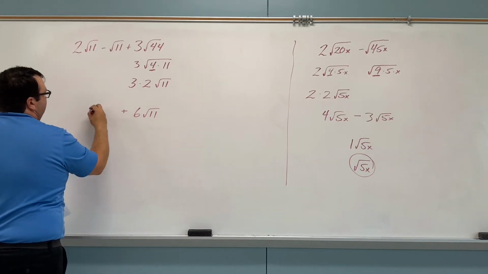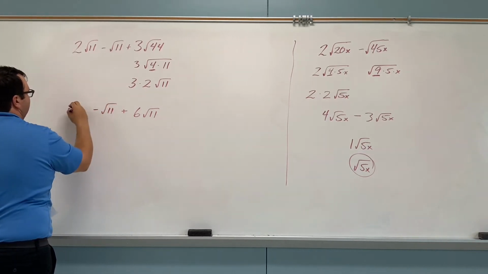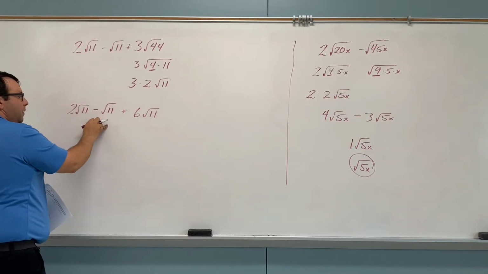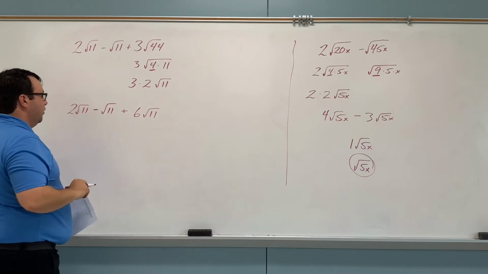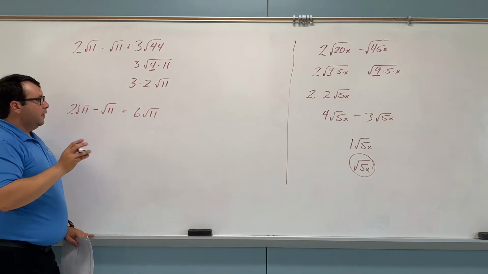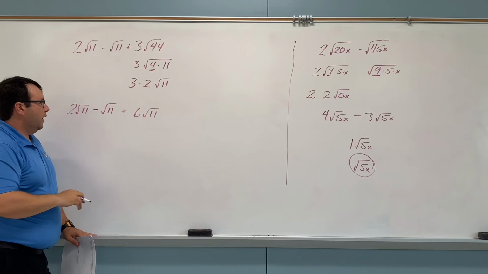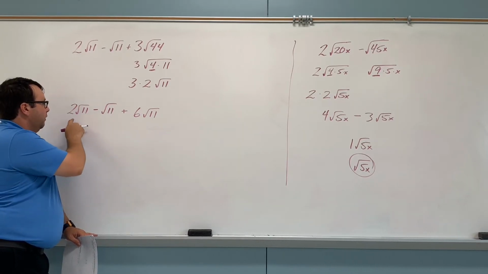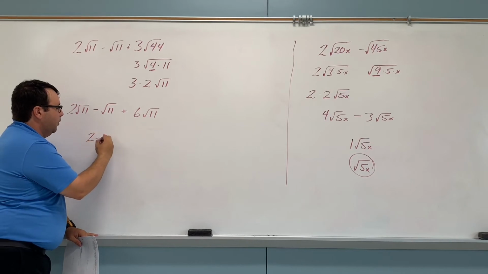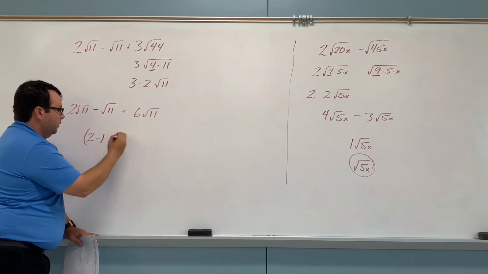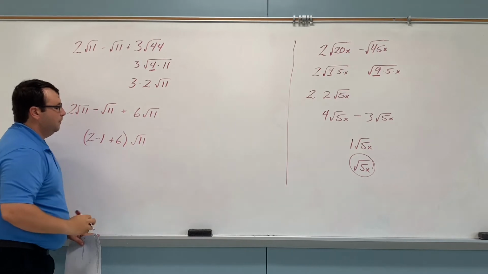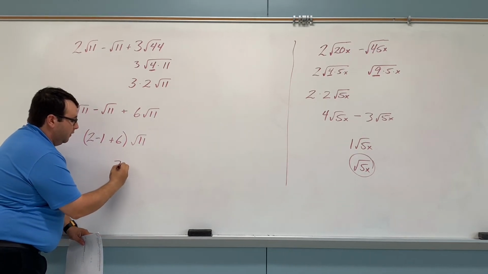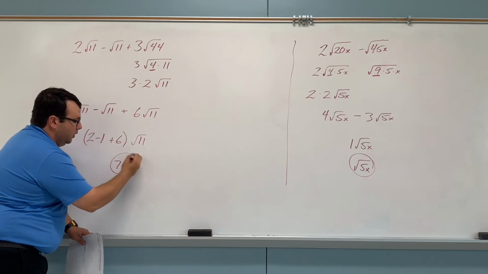And I have that minus square root of 11 and this 2 square root of 11. So I just brought these two terms down, even though I did nothing with them. They were already simplified as much as they could be individually. At this point, do I have like terms or like radicals? Yes. So I'm going to combine what I can. So I essentially have 2 minus 1 plus 6 square root of 11. 2 minus 1 is 1, plus 6 makes this 7 square root of 11.